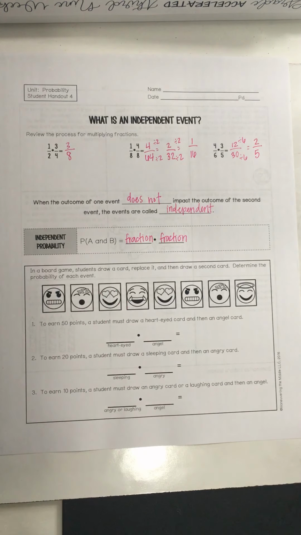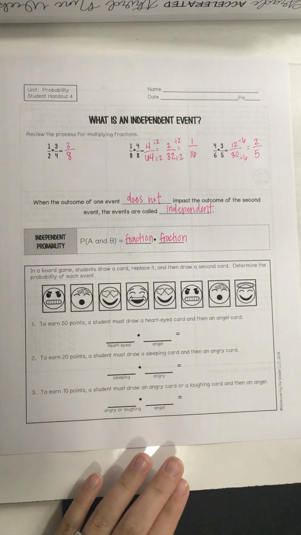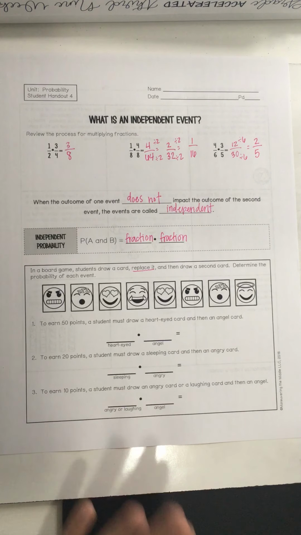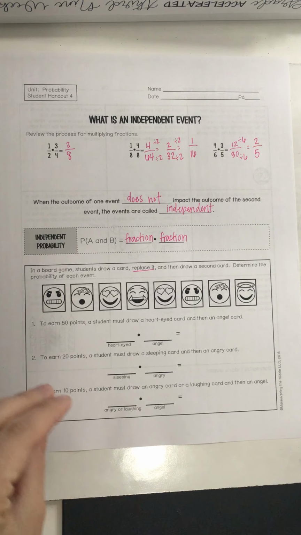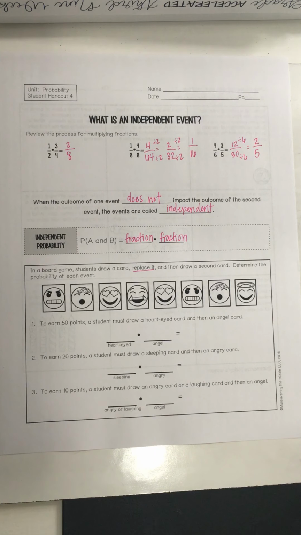In a board game, students draw a card, replace it, and then draw a second card. Remember, that's important. The word replaces it is important because that means we're putting it back. It's an independent event. By drawing a card and putting it back, that doesn't affect the probability of getting any of the other cards. Determine the probability of each event.